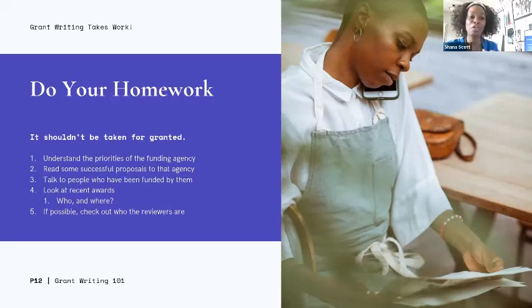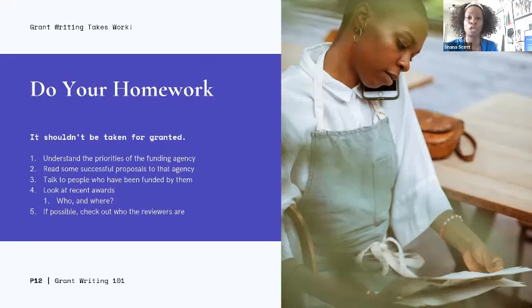And then don't take for granted who potential or possible reviewers of your applications will be. I've mentioned that I sit on some boards of some nonprofits and I've worked with foundations. I've been asked to be a reviewer.